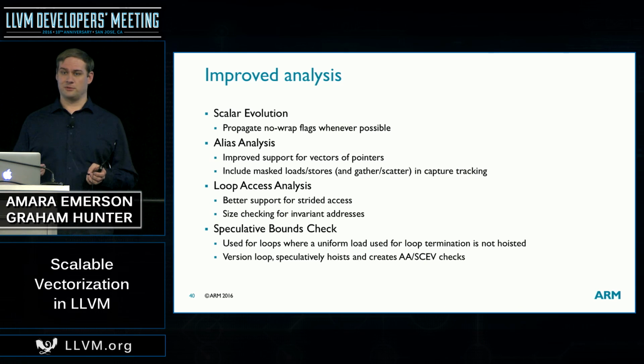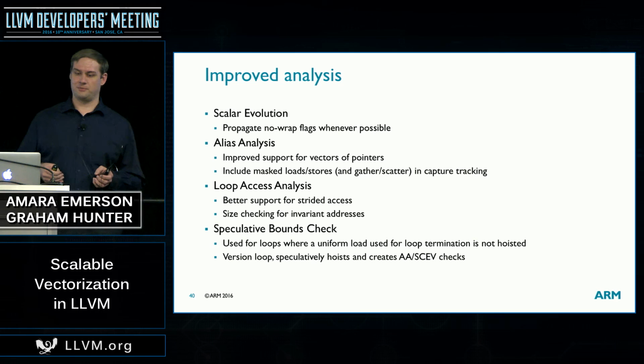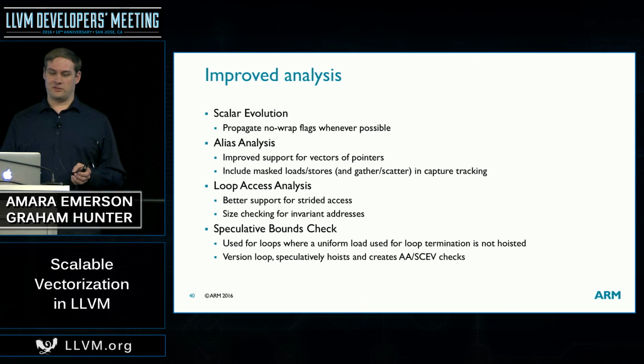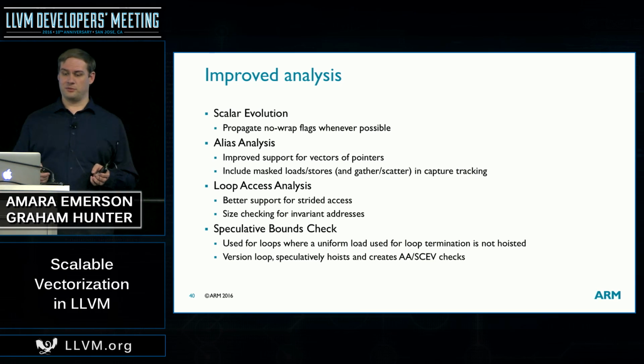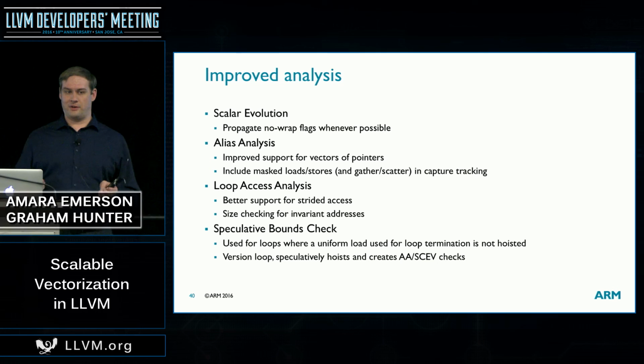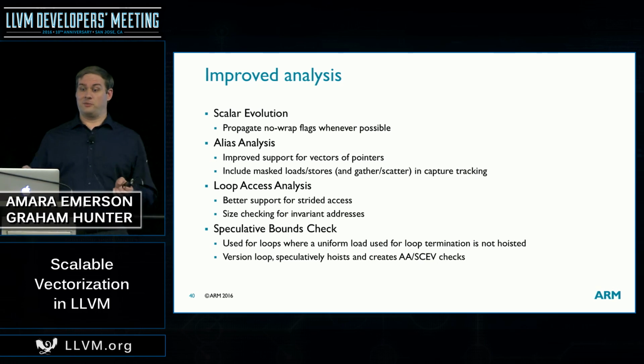We'd noticed that several loops had far too many aliasing checks, and it was due to us using the mask loads and stores for all loops. So after you vectorized your first loop in a function, all subsequent loops using similar pointers now had to plant far too many checks. For loop access analysis, we've added better support for strided access with non-unit strides. We've added size checking for invariant addresses rather than just assuming that they're zero size.